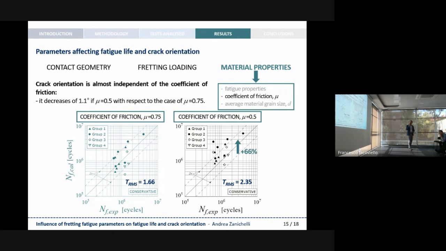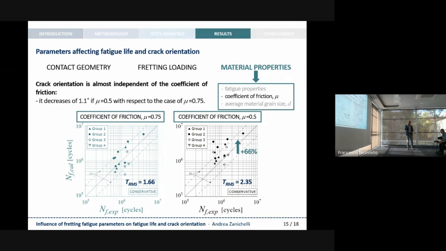Then, relative to the material properties, of course, fatigue properties are some of the most influencing factors in this kind of problem, but in any case, in any other problems related to fatigue, so I don't want to stress this now, but I'd rather concentrate our attention on the coefficient of friction.